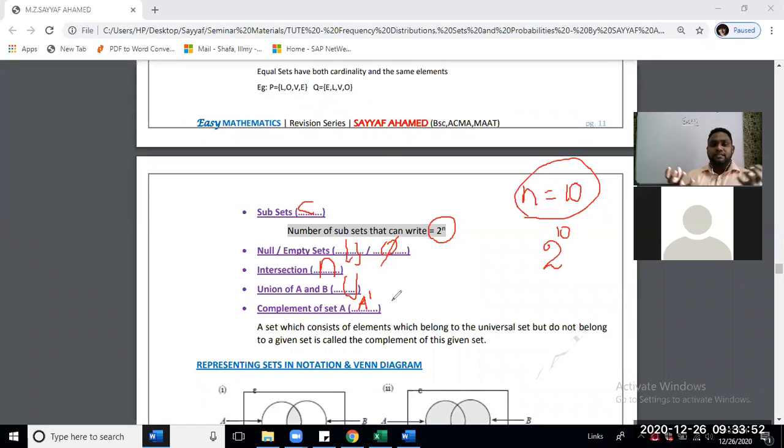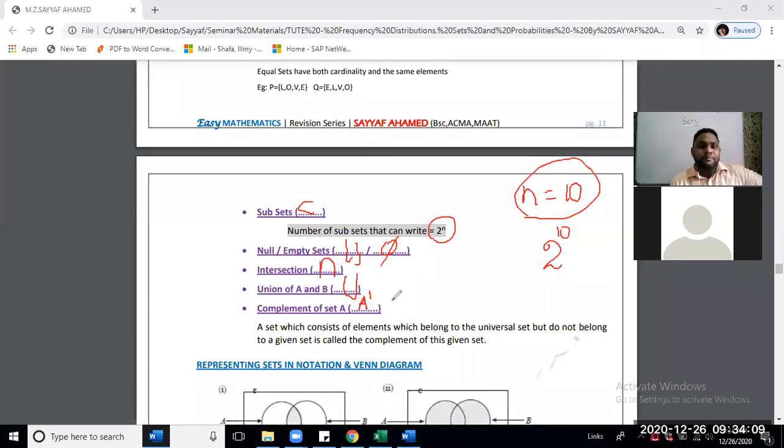And union means it's the total elements from A and B together. And remember, even when you are making the union, or when you're adding two different sets into one, please don't repeat the same element, right?